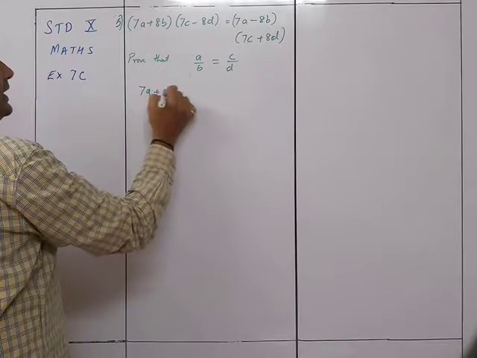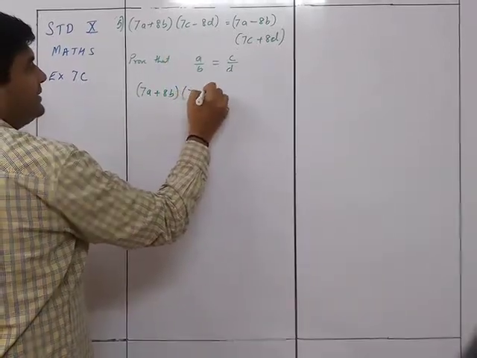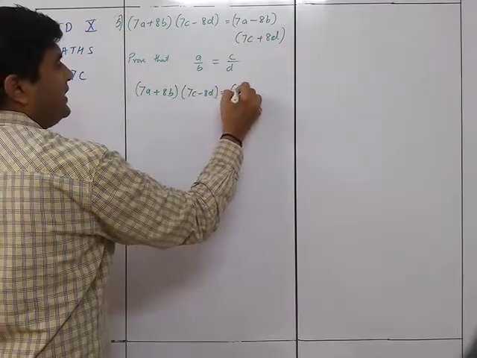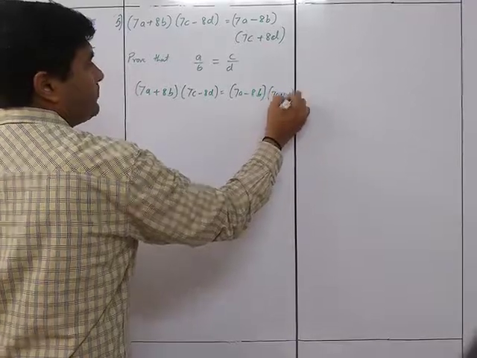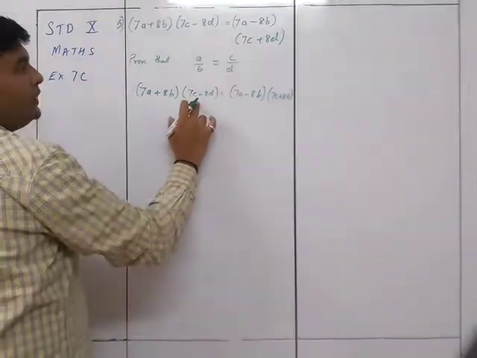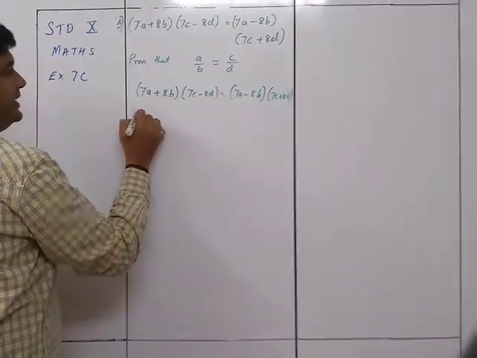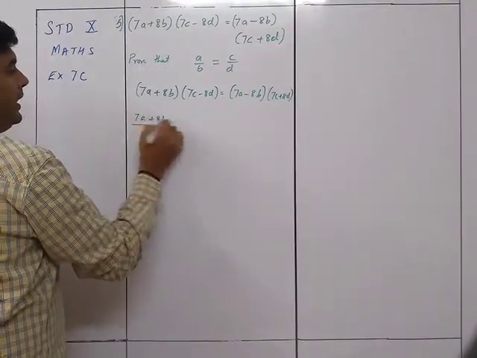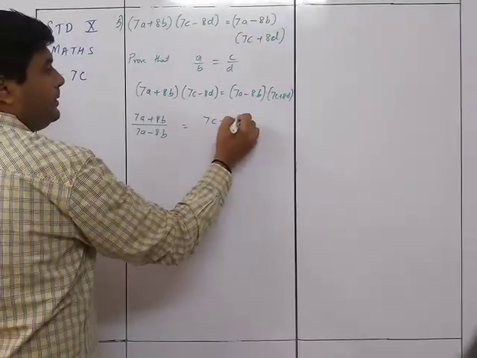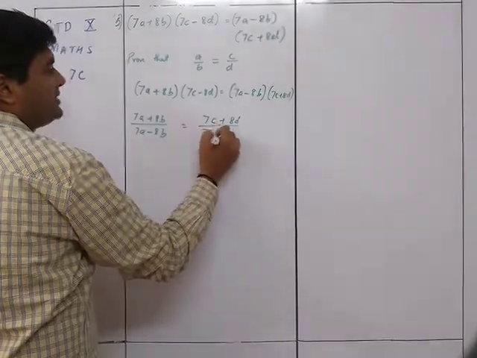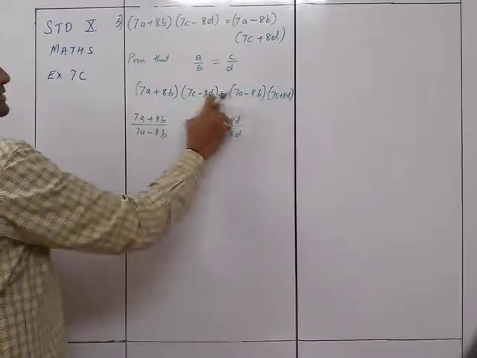Now you can see that it is into 7c minus 8d, is equal to 7a minus 8b into 7c plus 8d. So what I'll do is I'll bring this down over here and this down over here. So it will be 7a plus 8b upon 7a minus 8b is equal to 7c plus 8d upon 7c minus 8d. Okay? This I brought here and this I brought here.